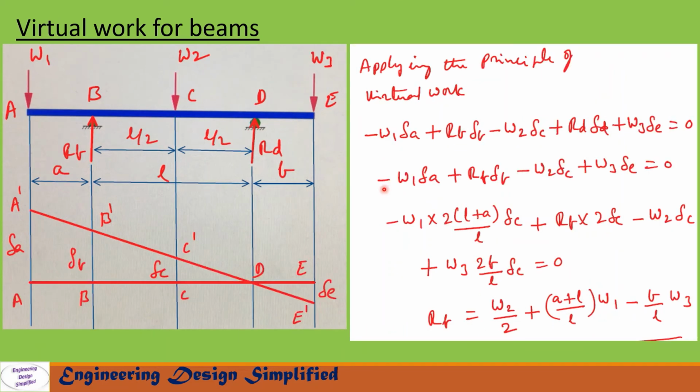Now let us write the virtual work equation. The equation is minus W1 into delta A plus RB into delta B minus W2 into delta C plus RD into delta D plus W3 into delta E equal to 0. We have seen all these displacements in terms of delta C in the previous slide, and delta D equal to 0. After substituting all those and simplifying, we get the reaction at B, RB equal to W2 by 2 plus (a plus L) by L into W1 minus b by L into W3.